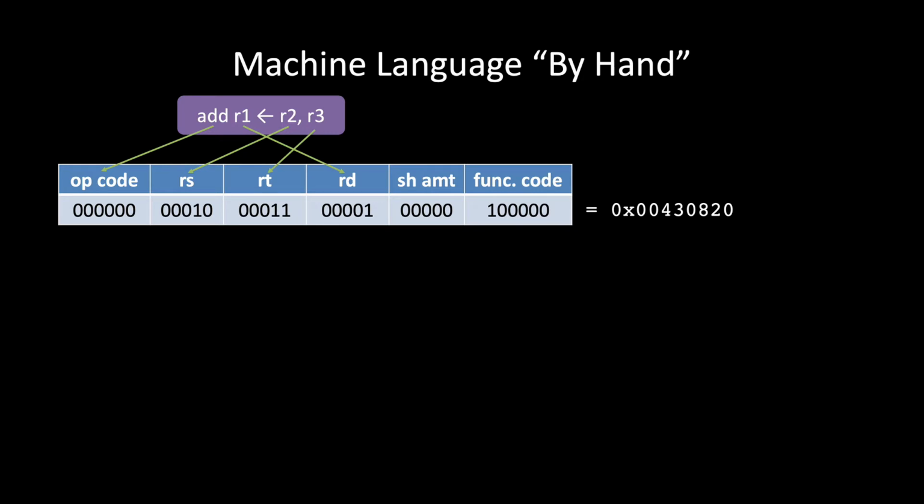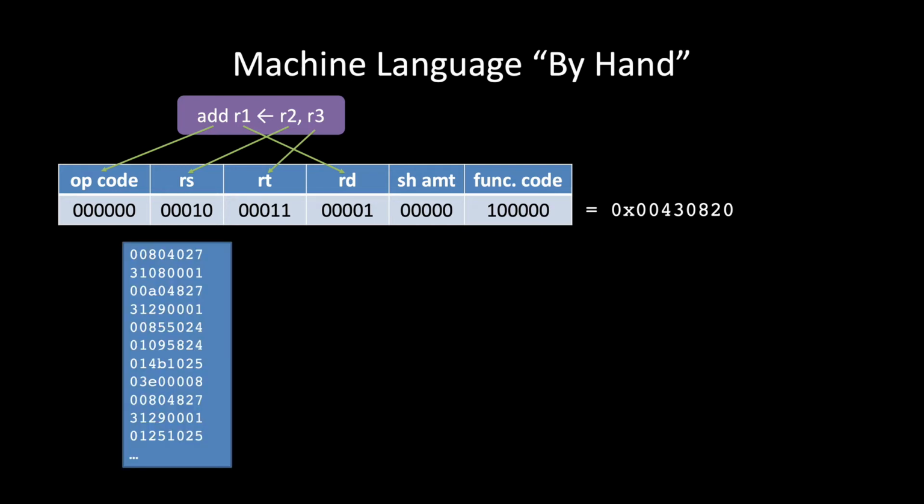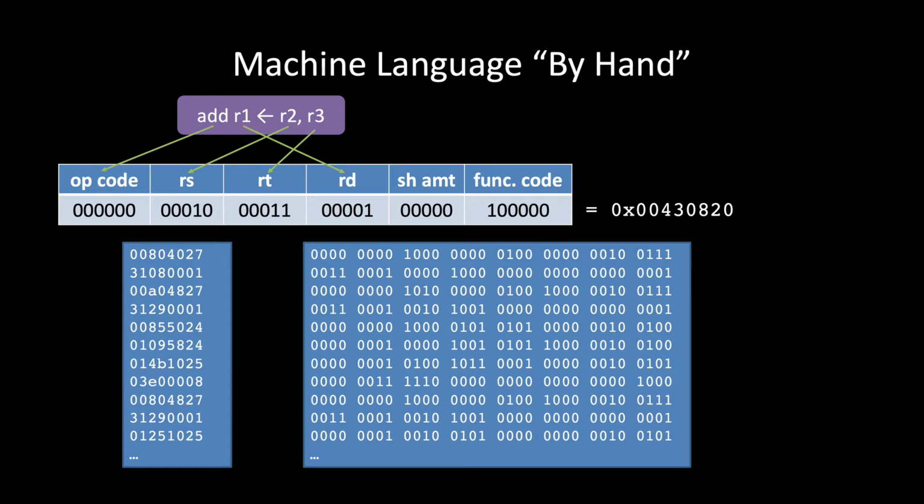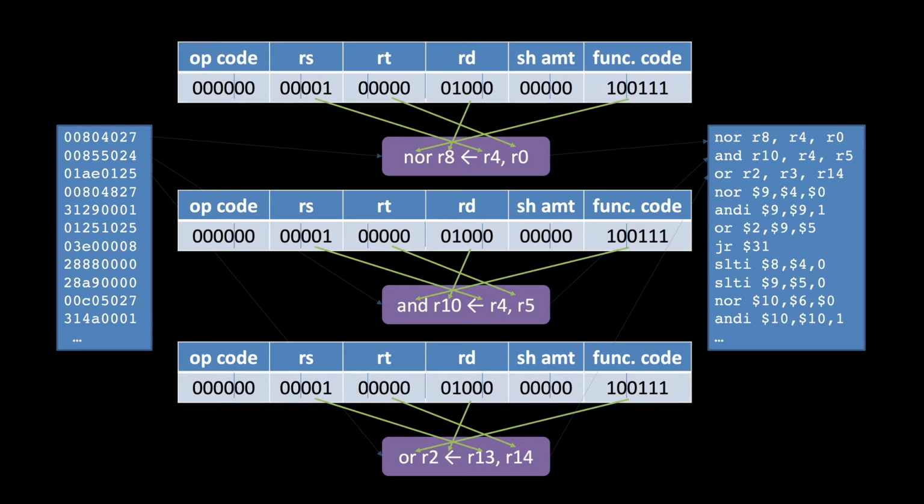Even worse, imagine trying to read, edit, and debug code that looked like this. Or even worse, this. Fortunately, as you can see here, simply representing each machine language field in a human-readable form makes for a reasonably usable language that we call assembly.